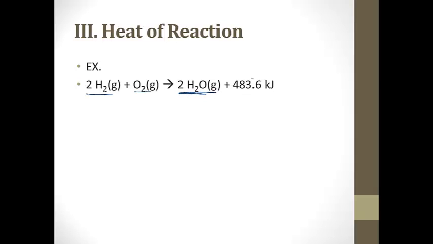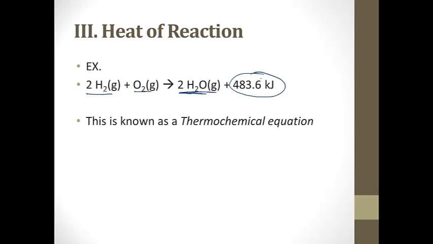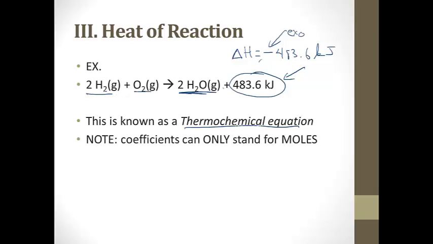It also produces 483.6 kilojoules. The delta H for this reaction was negative 483.6 kilojoules. Why? Because heat is a product. The negative sign means it's exothermic. This is known as a thermochemical equation. What does thermochemical mean? Simple. You put the delta H into the equation. If it was a positive value, you put it on the reactant side. Now, once you put this into the equation, the coefficients can now only stand for moles.